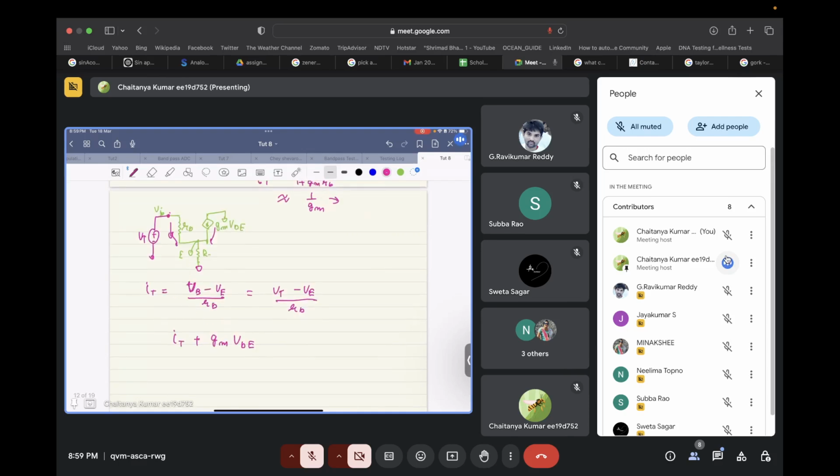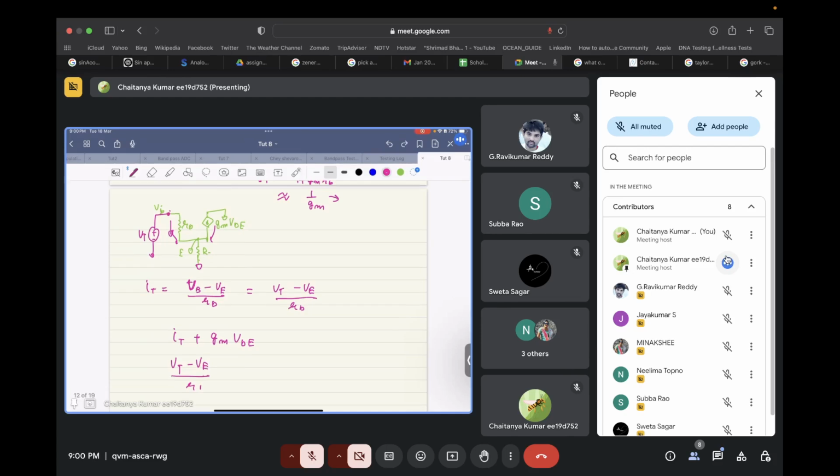Okay. So if we replace that, VB is equal to VT, right? So VT minus VE by RB plus, again this is also VBE, right? So VT minus VE times GM. This is the total current flowing into this resistor, right? And what is the current flowing from this resistor towards the ground? This is equal to VE by R.